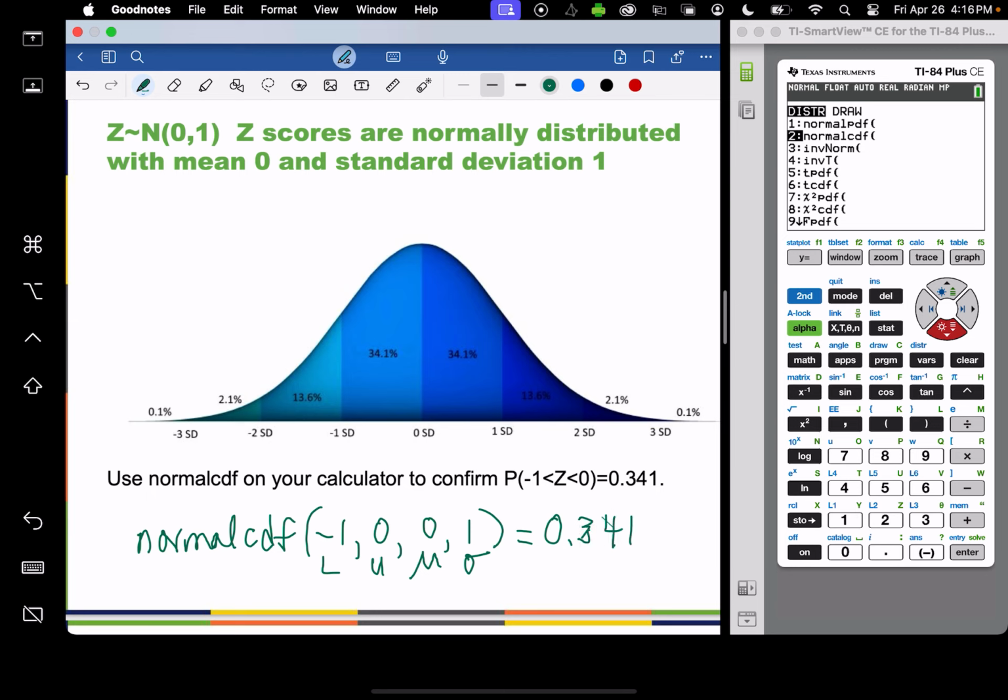So let's see. -1, enter, 0, enter, 0, enter, 1, enter. And yeah, maybe one more decimal place would be good if I'm doing 4 decimal places, or I could just say 34%.